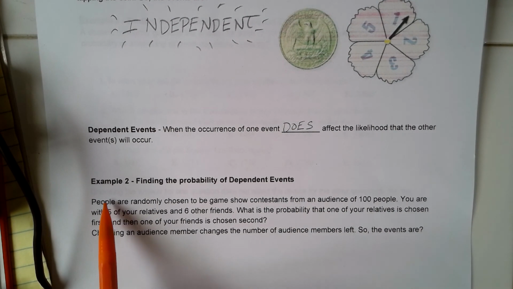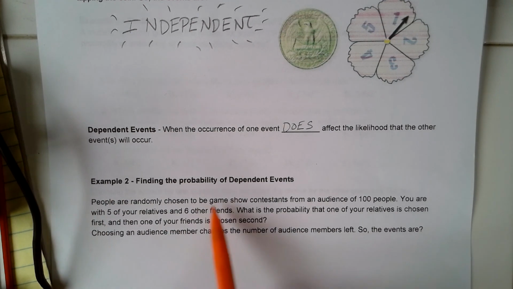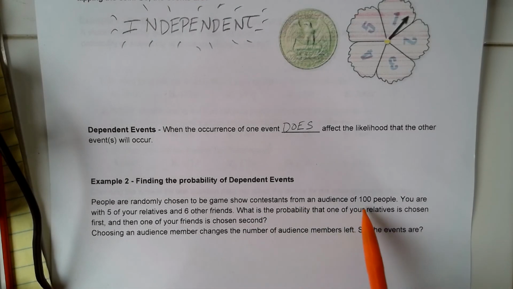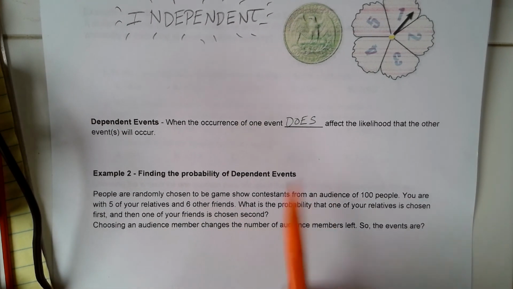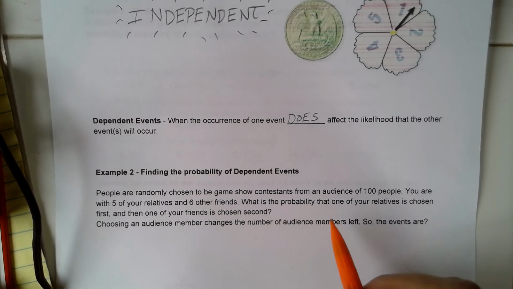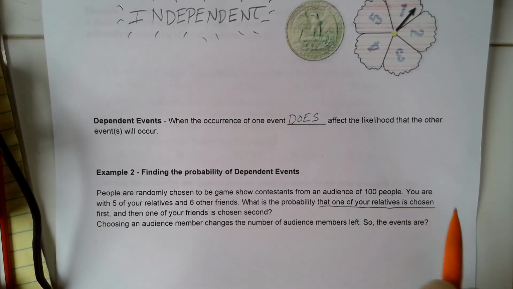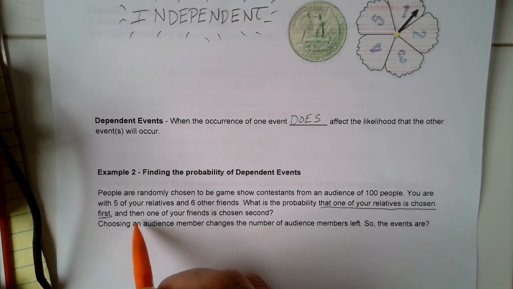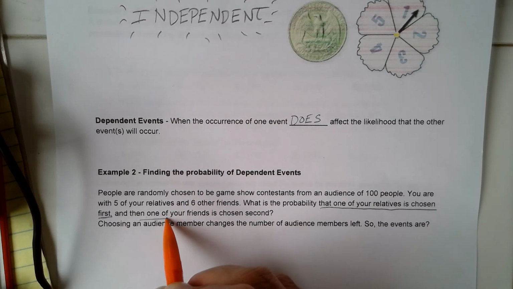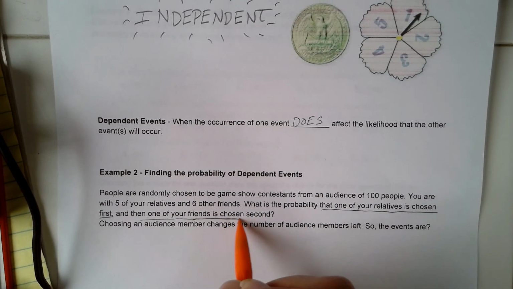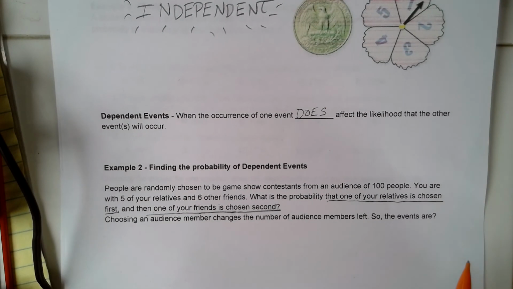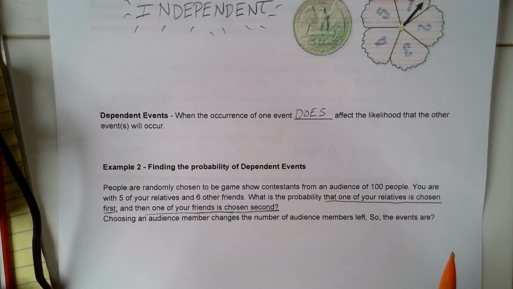People are randomly chosen to be game show contestants from an audience of 100. You are with 5 of your relatives and 6 other friends. What is the probability that one of your relatives is chosen first, and then the second one of the people chosen is a friend of yours, and they're picked second? So what do you do to figure this out?